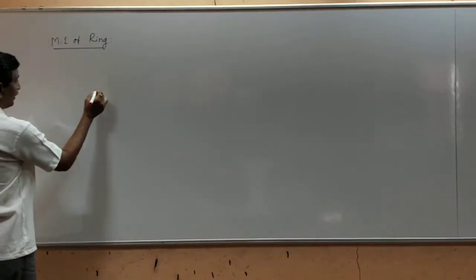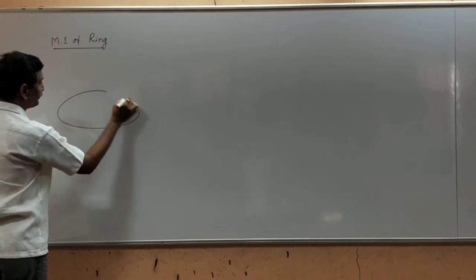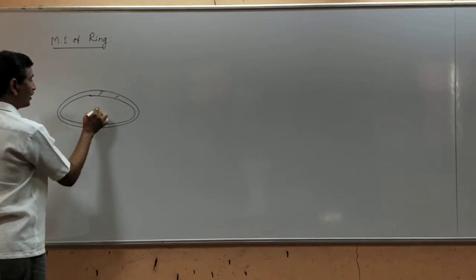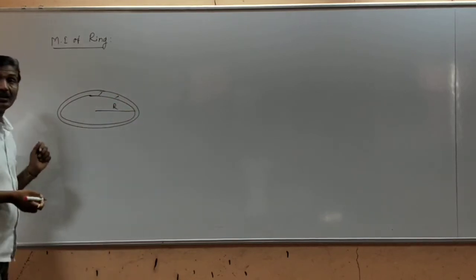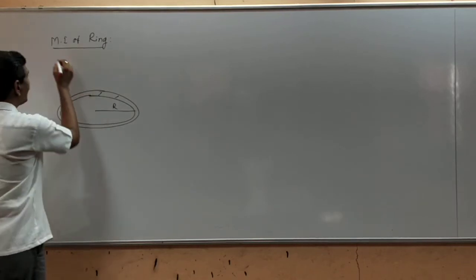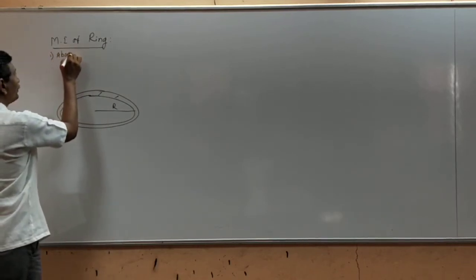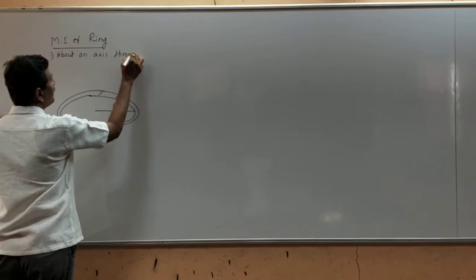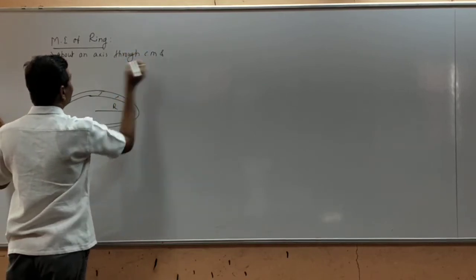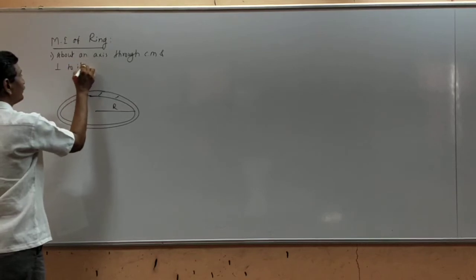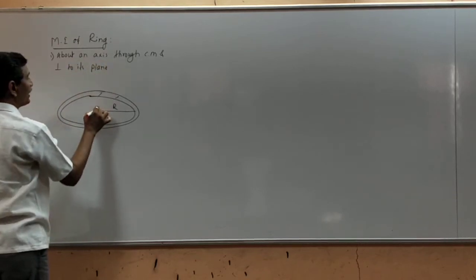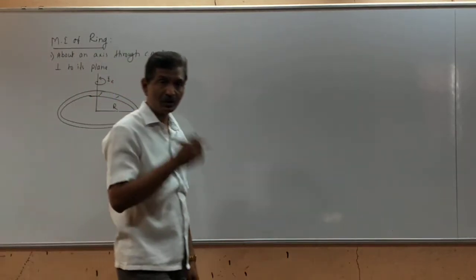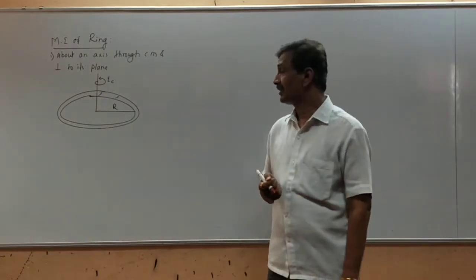Here we consider a ring of mass m and radius capital R. So this is the ring of radius capital R and mass m. This ring is rotated about an axis passing through the center of mass and perpendicular to its plane. Moment of inertia of a ring about an axis passing through the center of mass and perpendicular to its plane is denoted by the letter IC.